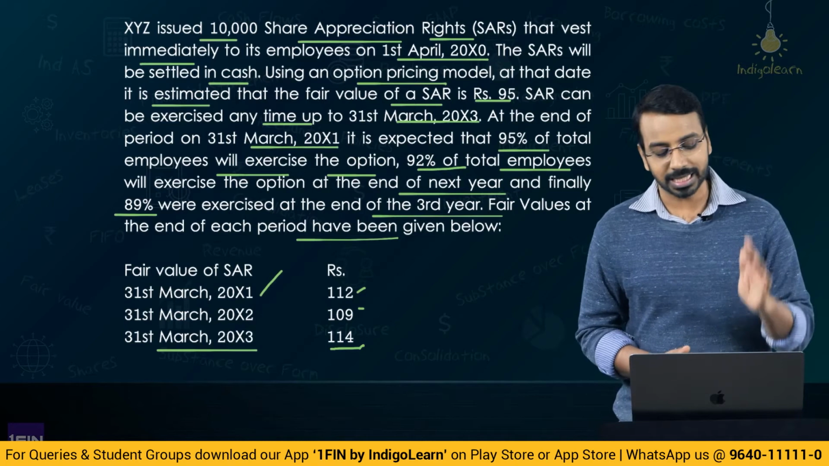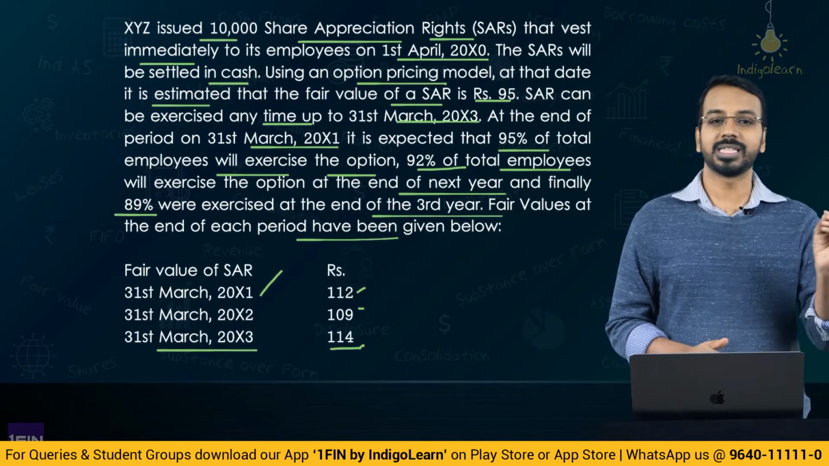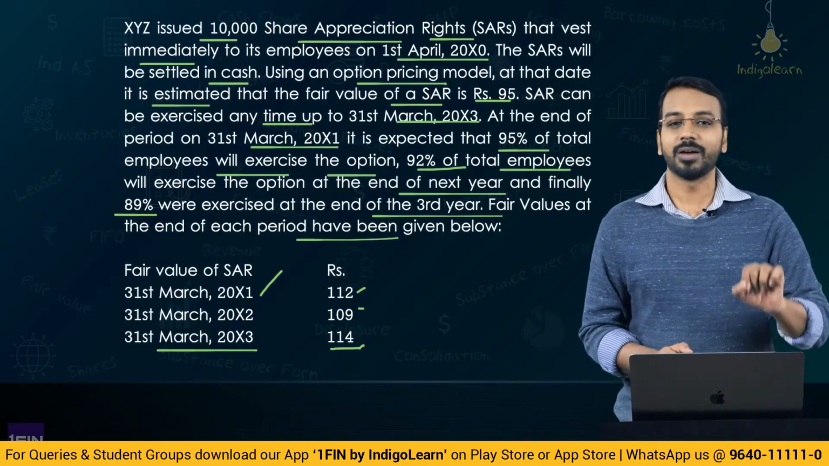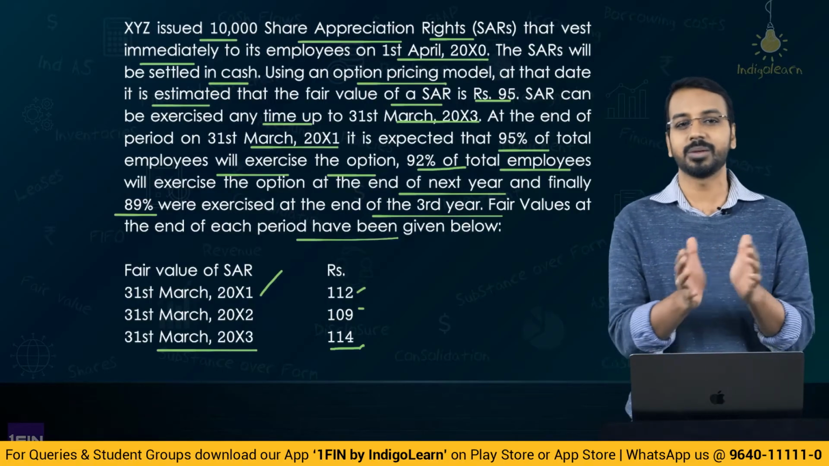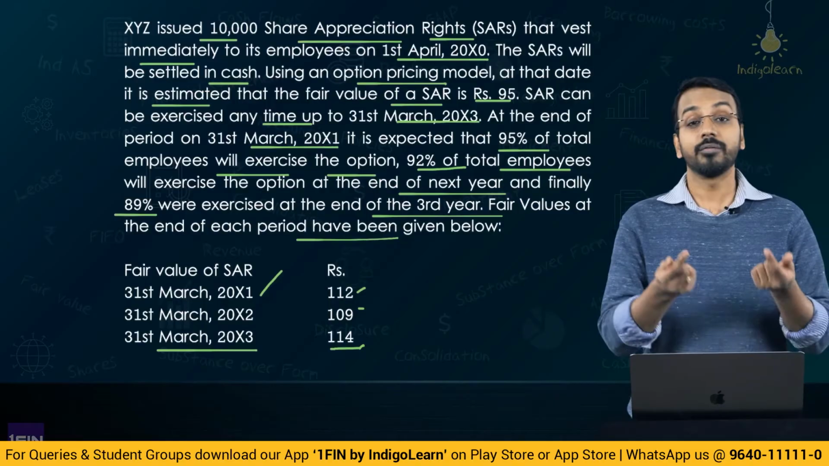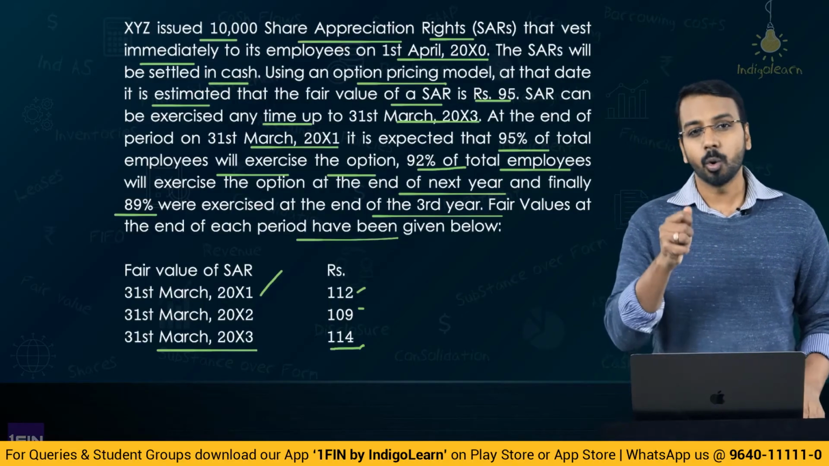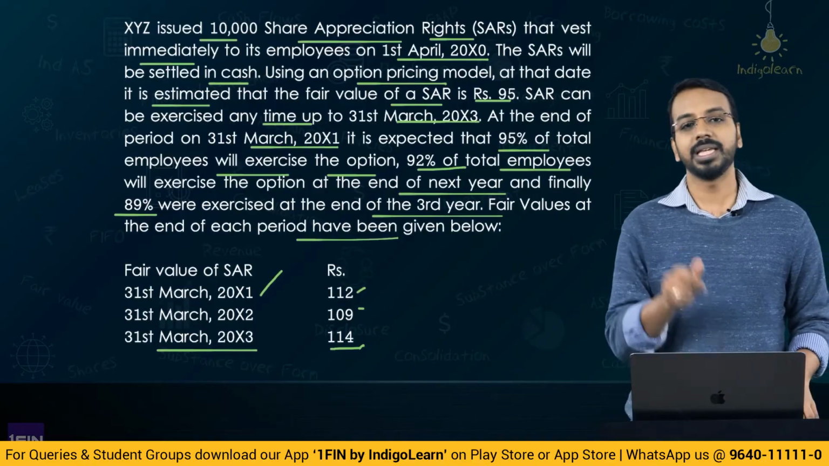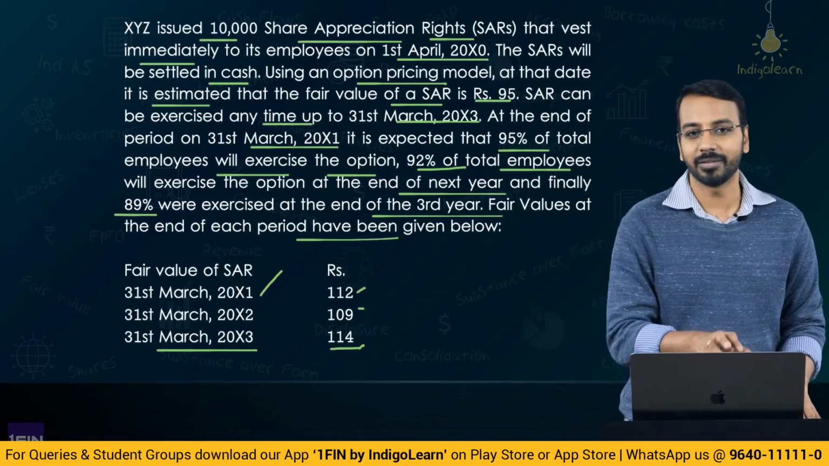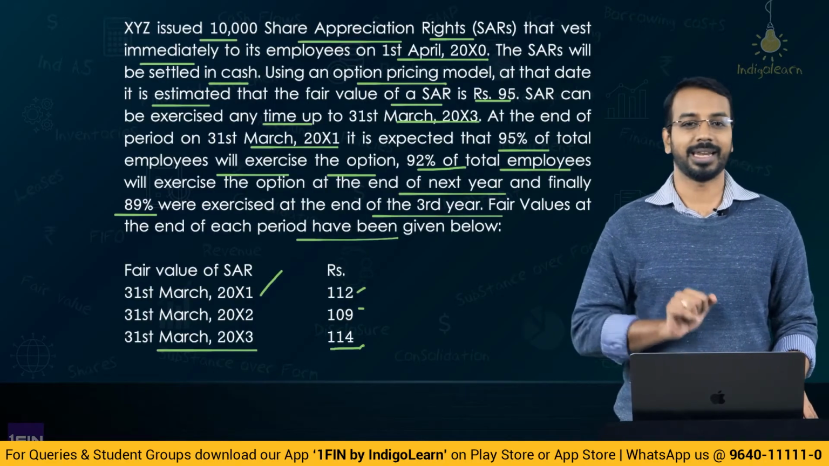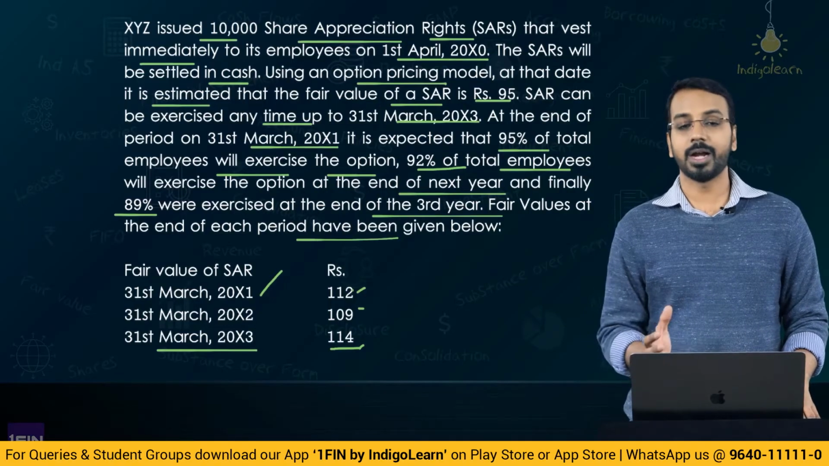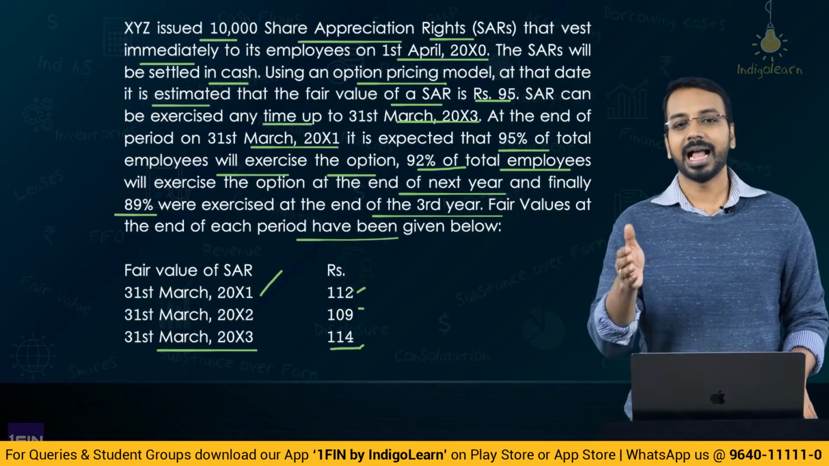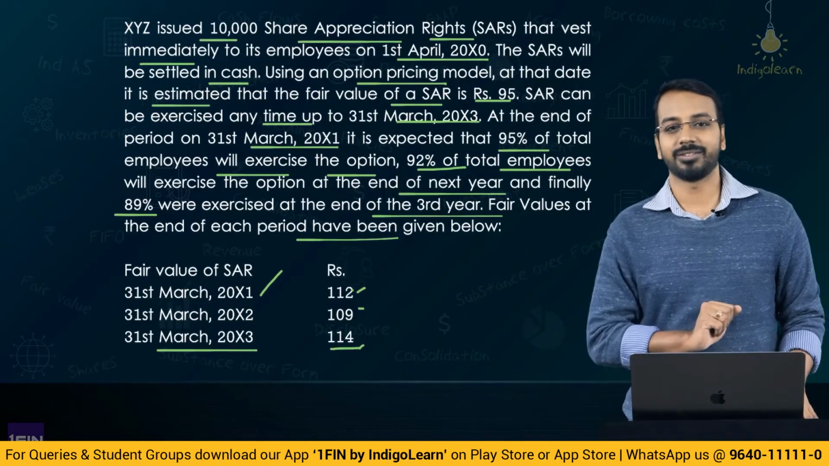If the same was exercised at the end of year 2, the employee would have received 109. If the same was exercised at the end of year 1, the employee would have received 112. So that is the meaning of the fair value. When you as an employee hold this right, you can claim 114 from the company at the end of year 3. That is the fair value of the share appreciation right. So what are we required to do? We are required to calculate the expense for each year and journalize the entries.